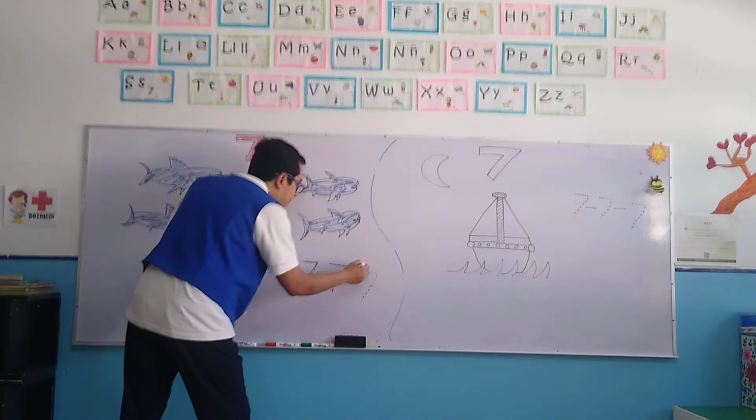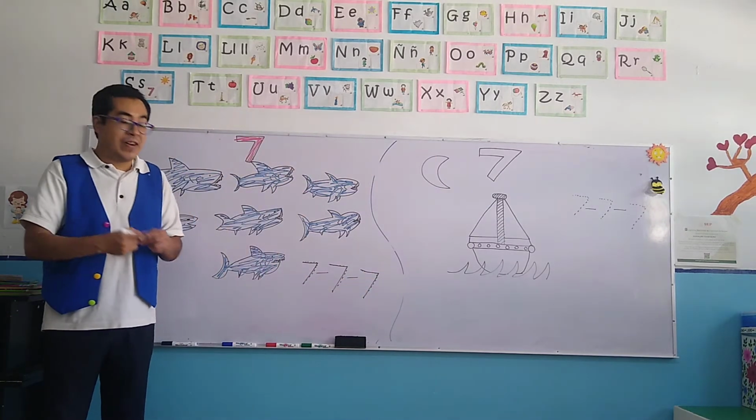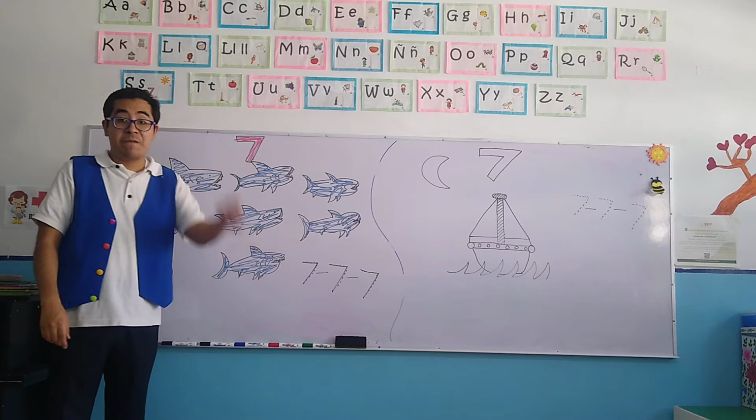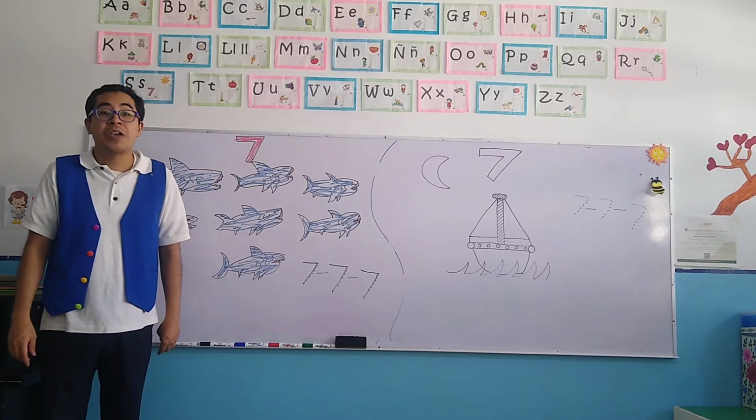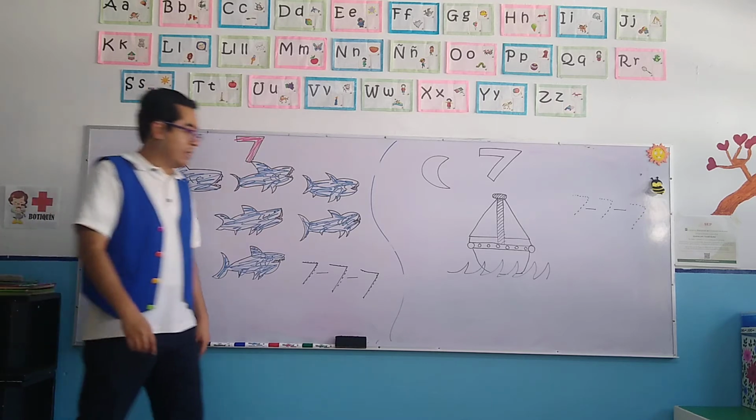Number 7. Number 7. Okay, very good. We have finished the first activity about the sharks and the number 7. Let's continue with the second activity.